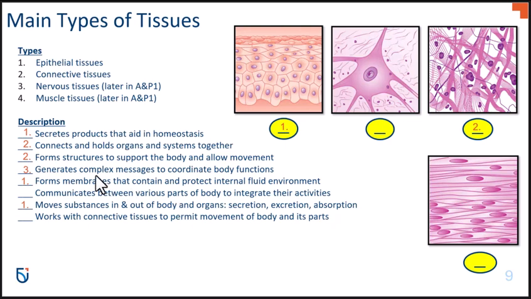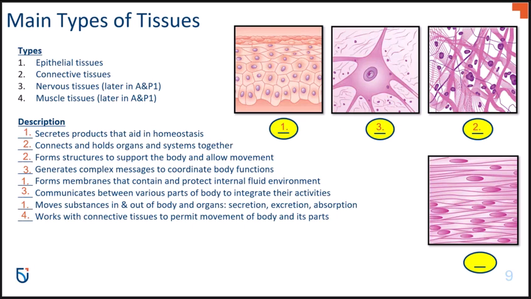Nervous tissue is going to generate very complex messages that are going to be sent to all different structures in our body in order to coordinate body functions. Nervous tissue is also going to allow for communication between various parts of our body and integrate the activities that occur among various parts of our body. This is showing you a neuron, which is a nerve cell that will be talked about later on in this course. So you can see how different the tissue here looks compared to the other tissues.